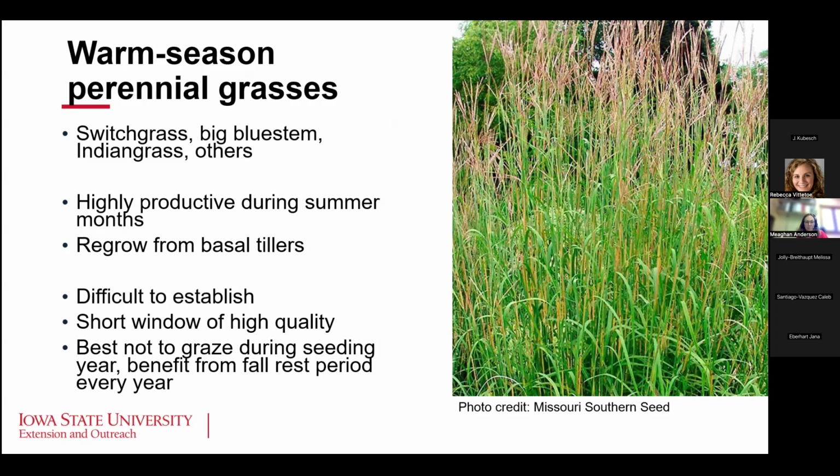They are going to be highly productive during the summer months, right? Very high yielding, very fast growing. They regrow from basal tillers on the plant. Most of these are going to be considered bunch grasses, but virtually all of them do produce short, very slow growing rhizomes, and so they will spread some. The bunch itself will get larger, but they're typically pretty slow to grow.